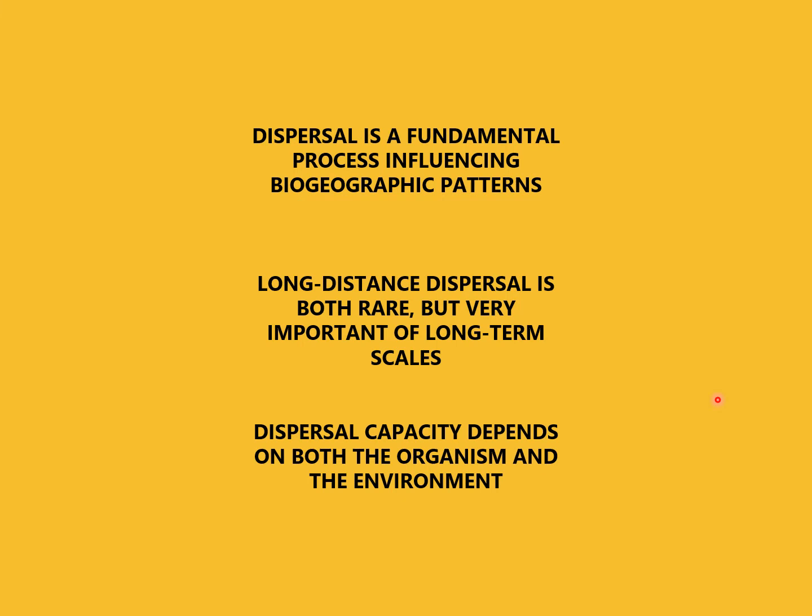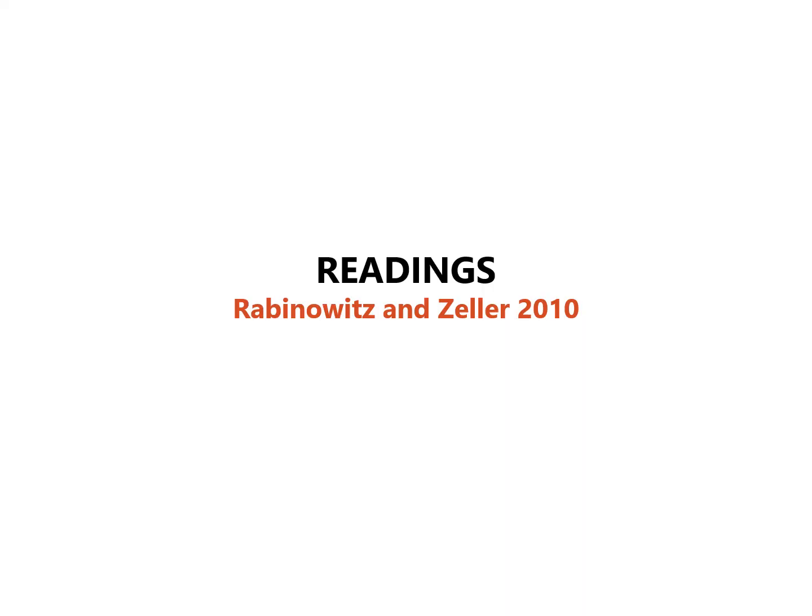Okay, so I want to finish up here. Again, three main points that you could take away. Dispersal, for one, is a fundamental process influencing biogeographic patterns. Long distance dispersal is both rare but very important on long-term scales, and dispersal capacity depends on both the organism and the environment.